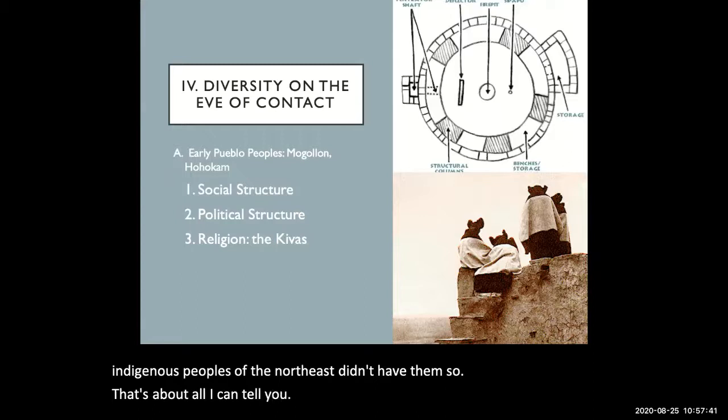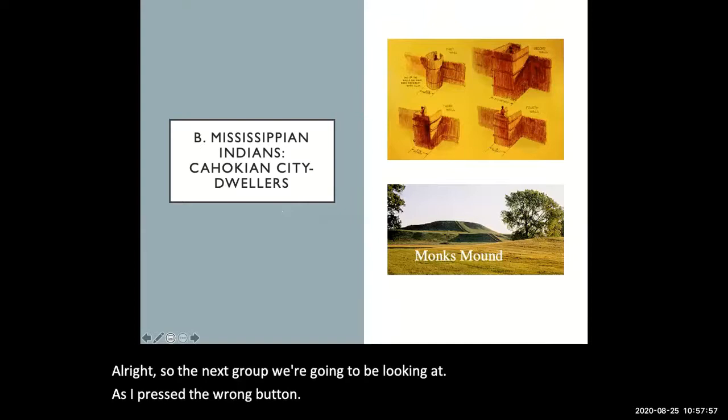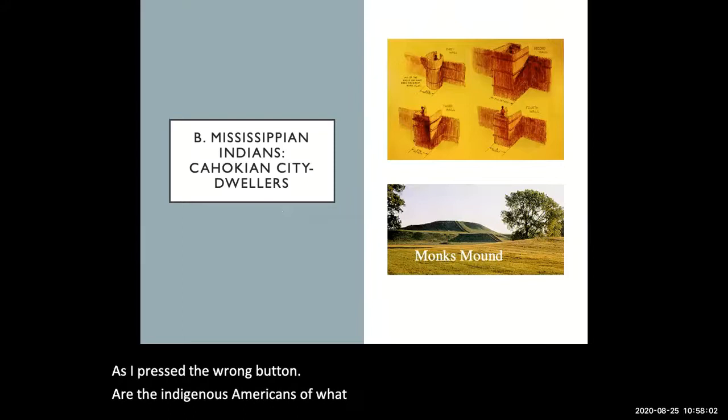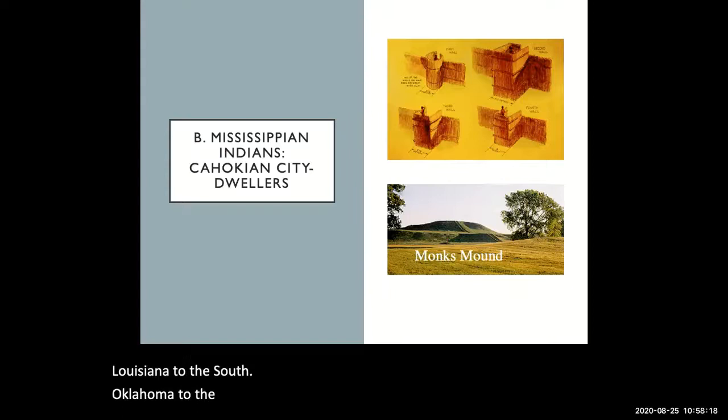Other questions? All right, so the next group we're going to be looking at are the indigenous Americans of what is sort of the nation's midsection. The Mississippian Native Americans lived in the area that was bounded by Wisconsin to the north, Louisiana to the south, Oklahoma to the west, and Tennessee to the east.